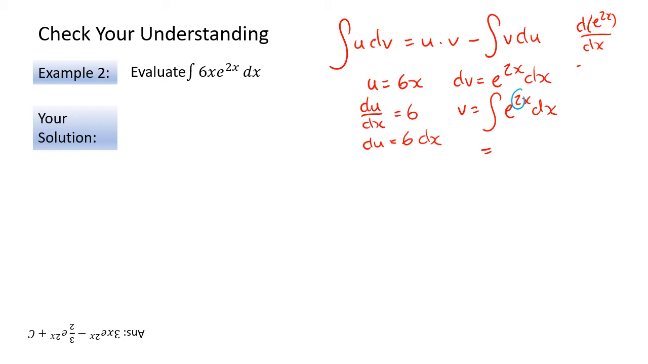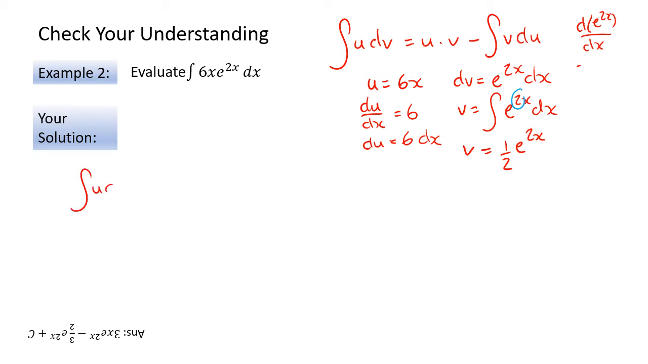And we remove that similar to the power rule by putting 1 divided by that number. So we have 1 over 2 e to the 2x. And again, I don't place a constant here because I know it will cancel out in this formula. So now we have everything we need. We can just substitute it into our equation.